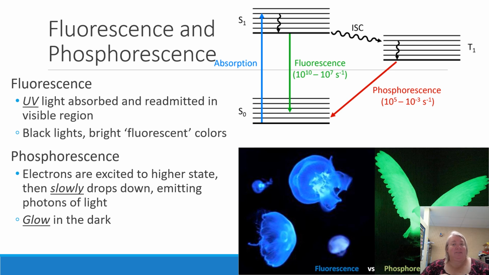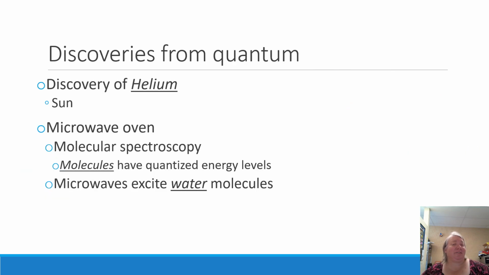Now, phosphorescence is slightly different. What it does is it absorbs that light, but then the electrons take a long time to finally drop. And so this is going to be something that appears to be a glow in the dark. So if you've ever had the stars up in your bedroom, it's okay, you can admit it, that glow in the dark, those are phosphorescent. So fluorescence and phosphorescence. All right, so a few more discoveries.